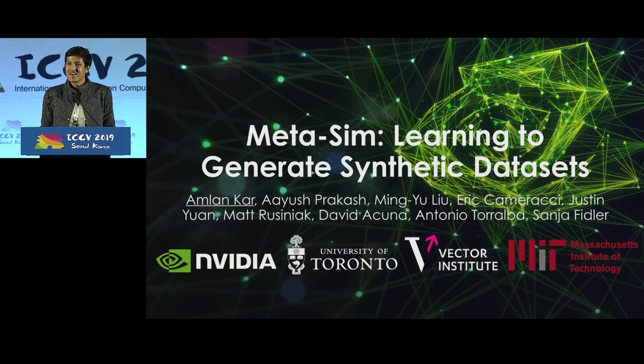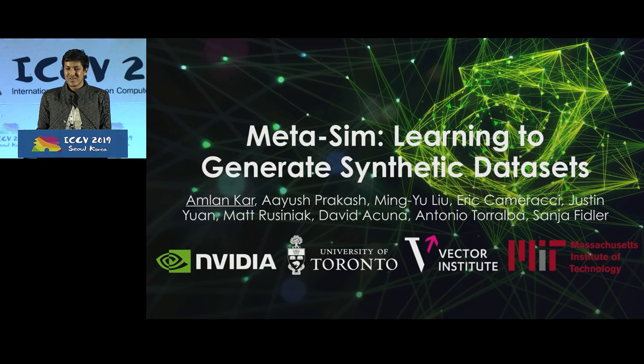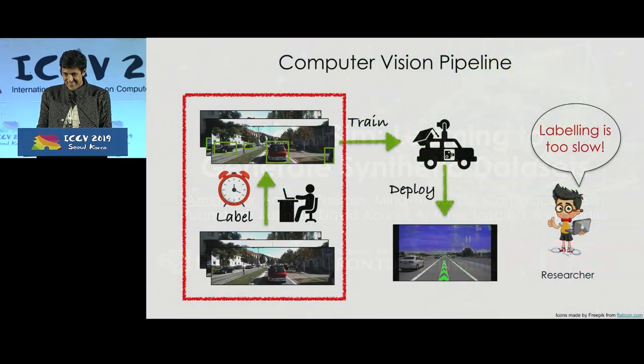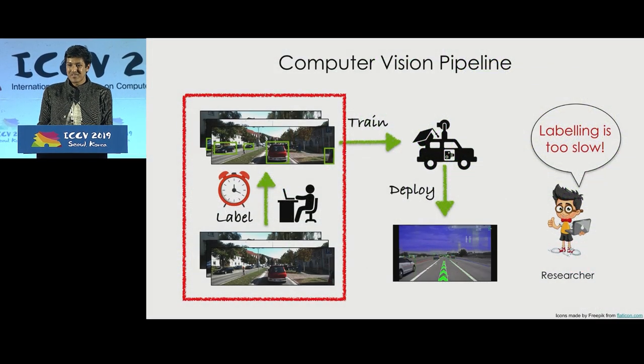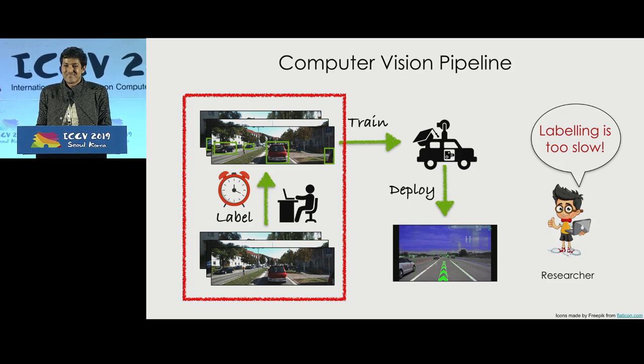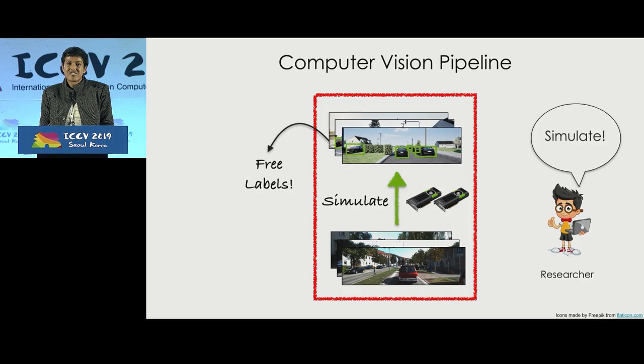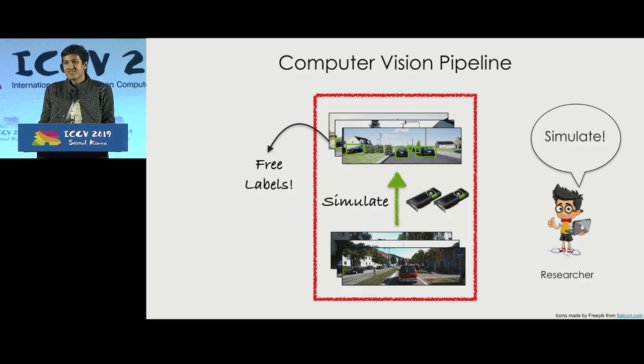All right. Hi, my name is Amlan, and I'm here to present Meta-Sim, which is work from our NVIDIA Toronto AI lab. Modern computer vision pipelines involve a cycle of data collection, labeling, training, and deployment. And once this cycle is in place, labeling quickly becomes a big bottleneck. So this task of going from images to labels is a very important problem. And we believe for this problem, simulation is the key. With the advances we've made in simulation, we can actually use graphics to generate data and their labels for free.